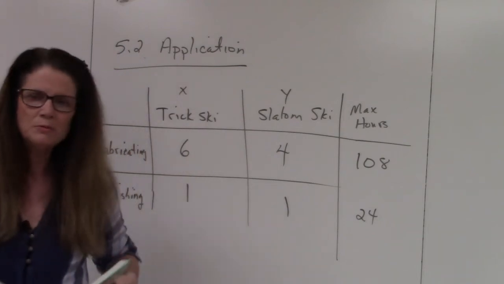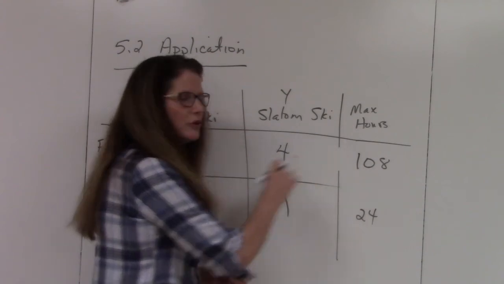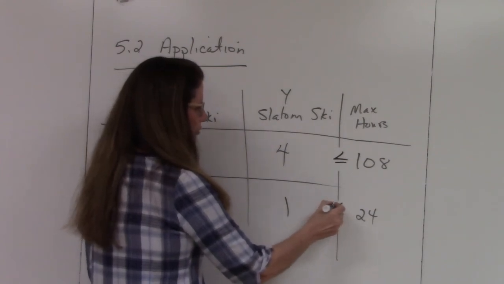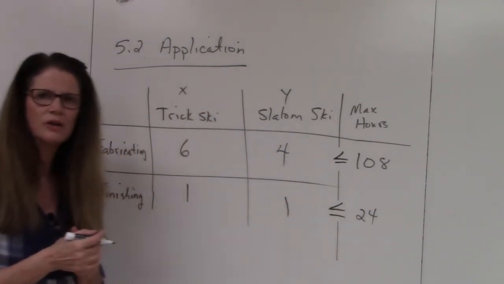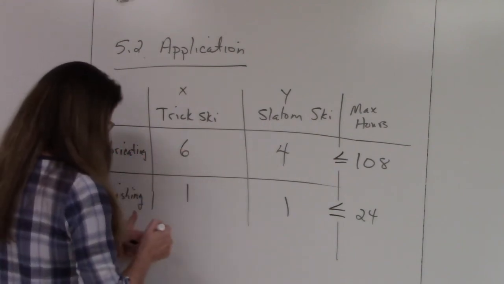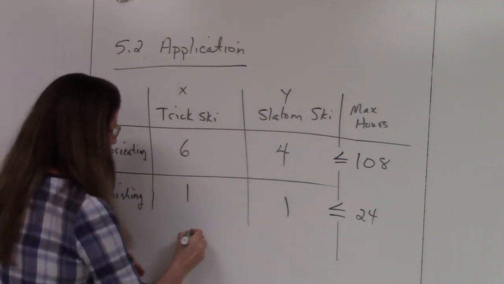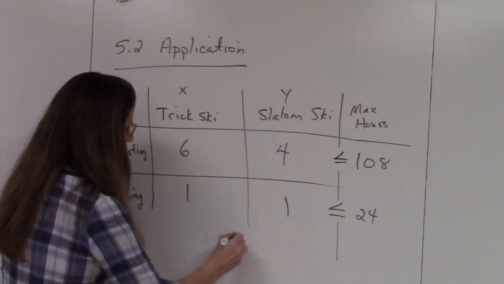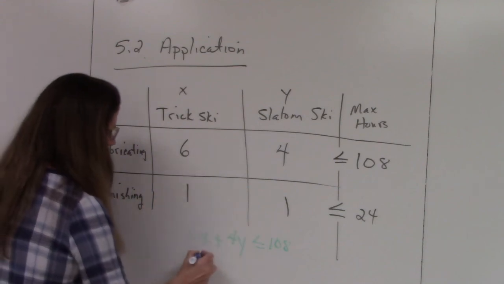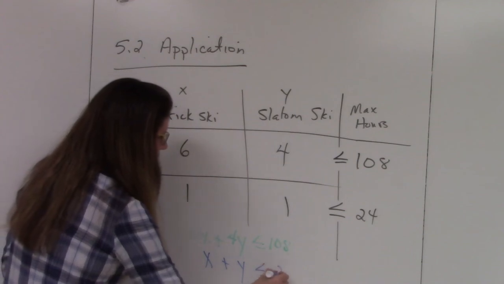So when you say maximum number of labor hours, what that indicates is I can't go higher than 108. I have to keep it less than or equal to. I can't go higher than 24 hours. I have to keep it less than or equal to. Well, now you have your system of inequalities. I'm going to do it in 2 different colors again. I have 6x plus 4y is less than or equal to 108. And the other one is 1x plus 1y is less than or equal to 24.